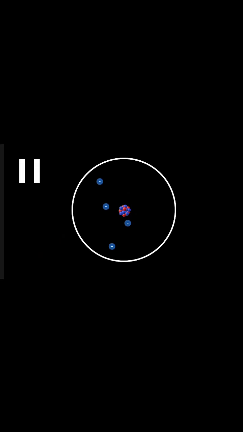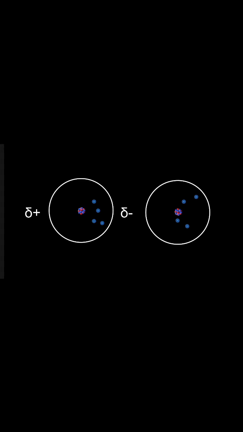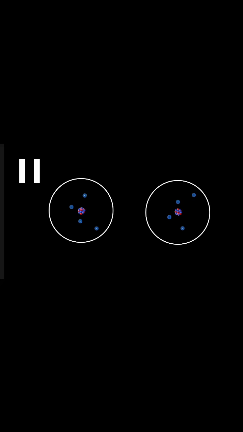How? Electrons move around inside the atoms, and by pure chance, they can end up on one side of the atom, creating a momentary dipole, which influences other particles next to it to become a dipole as well. At least for a very short time, as the electrons keep moving and the dipole disappears. This is called the van der Waals forces.